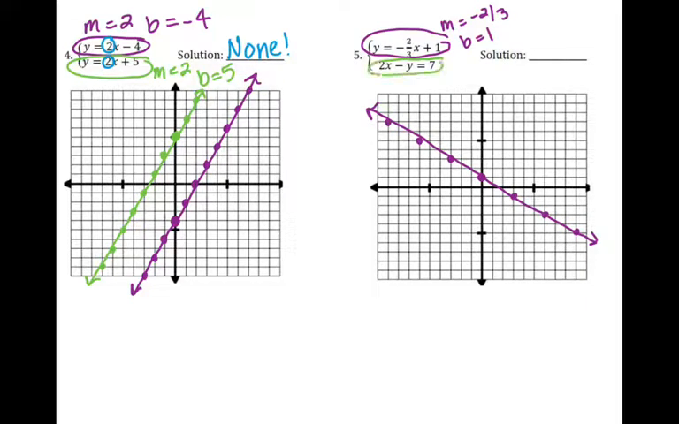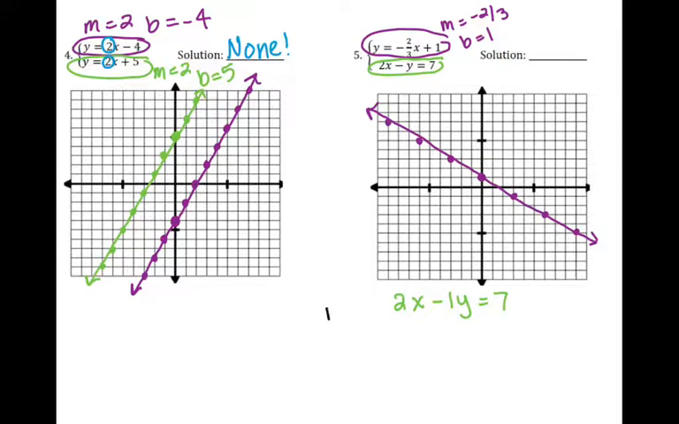Okay, so this equation is not in slope-intercept form. So what I want to do first is get it into slope-intercept form because I think that graphs a little more accurately when we're trying to solve a system. So I just rewrote it at the bottom. It is a 2-step process to get your y by itself.